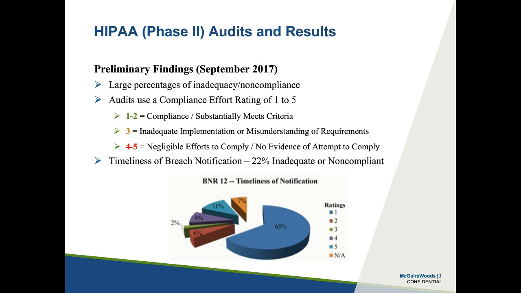So really egregious there. In this presentation, we break down everything as either compliant, green light, or inadequate or non-compliant, which would be kind of the yellow light, red light. We try to keep those distinguishable. Some of the notable results: the first one was the timeliness of breach notification. Of those audited, 22% had inadequate or non-compliant timing on breach notification.